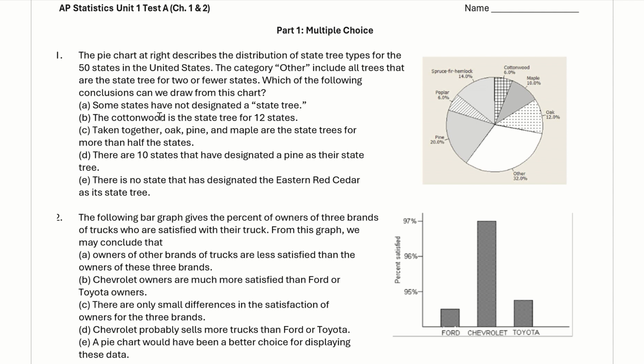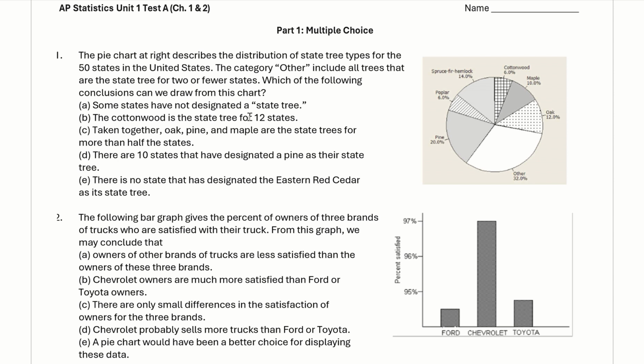So let's look at part A. We're looking for the one that is a correct conclusion. So, some states have not designated a state tree. That is incorrect, because remember, the category Other includes states that do have a state tree, but there are only 2 or fewer states that have that as their state tree. So that's what the Other category is for. So A is incorrect.